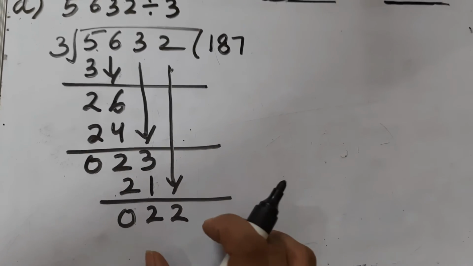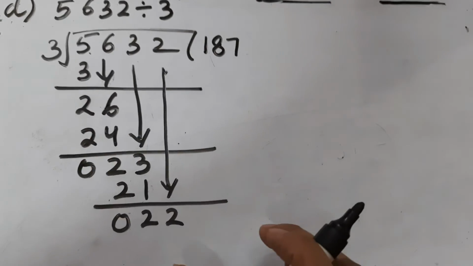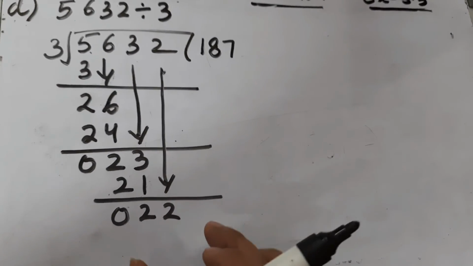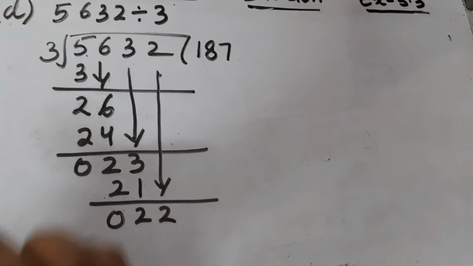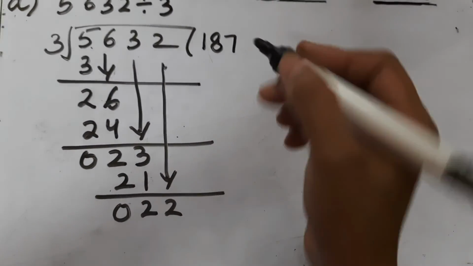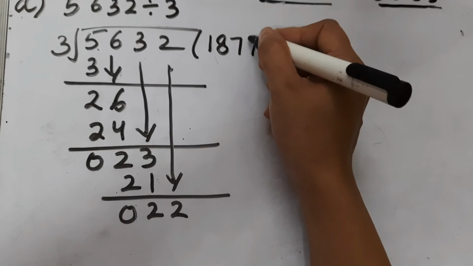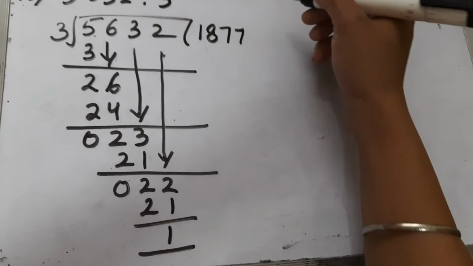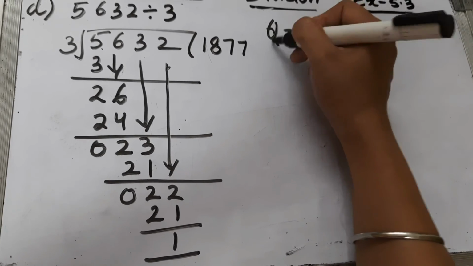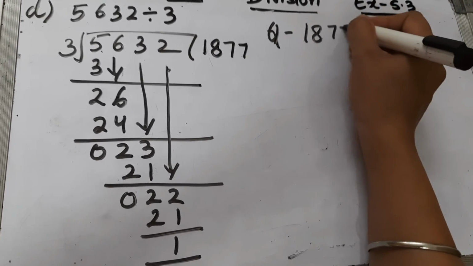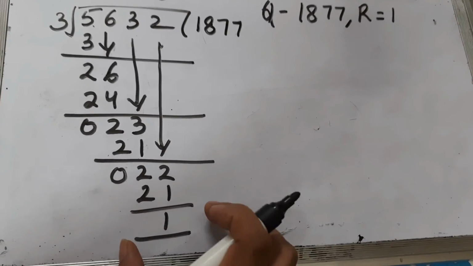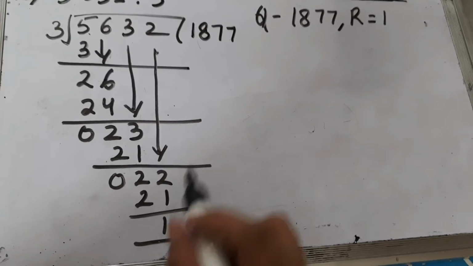Now does 22 come in the table of 3? No, 22 does not come in the table of 3, so we will take a number that is just smaller than 22 and comes in the table of 3. That is 21. 3 sevens are 21. Now subtract it. So what is your quotient? Your quotient is 1877 and remainder is 1. Okay, the number that is left is the remainder, and remainder is 1.